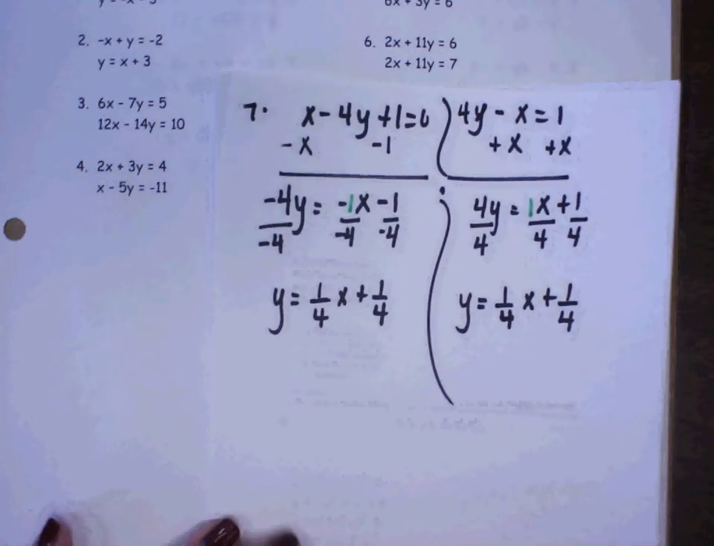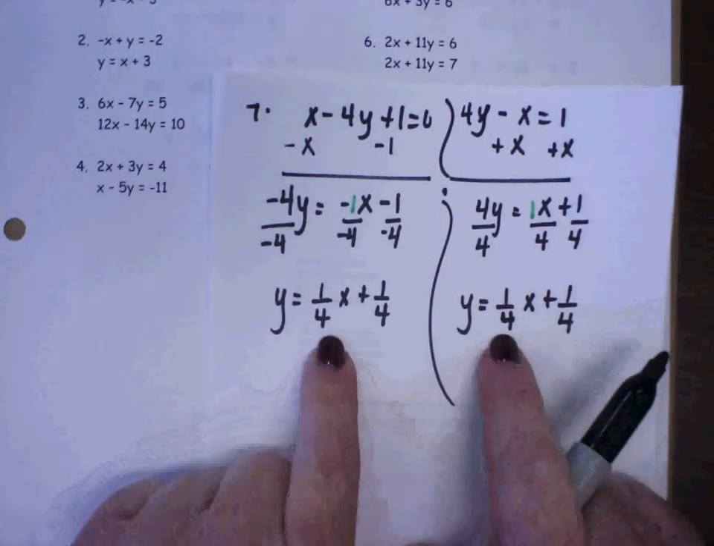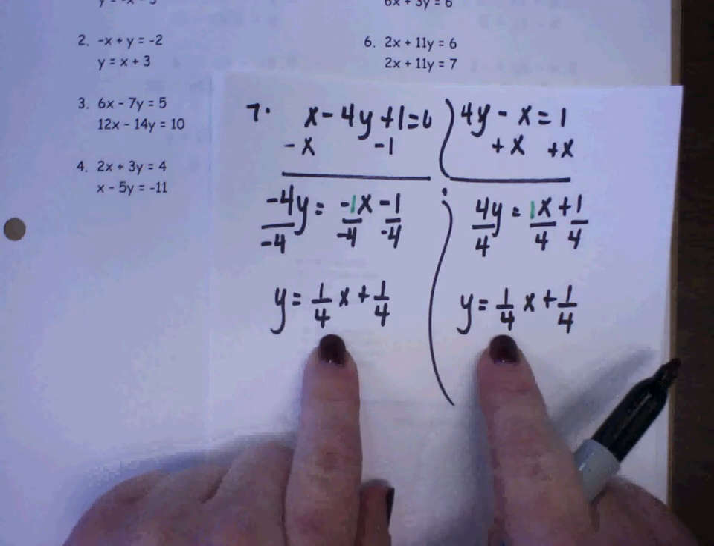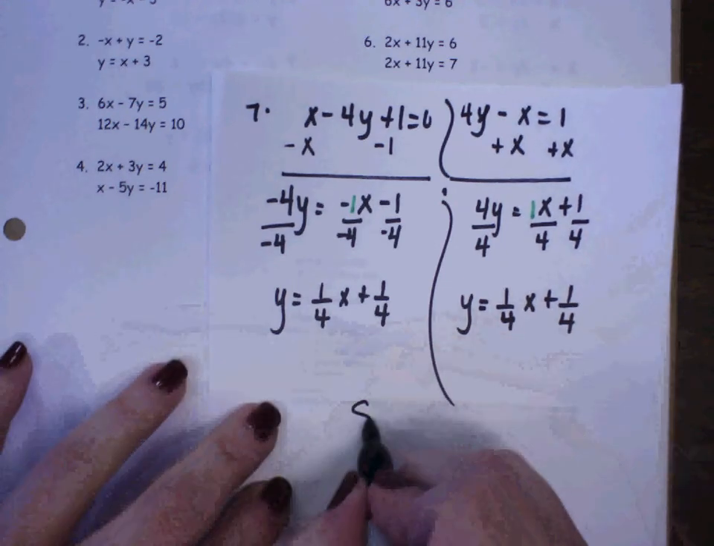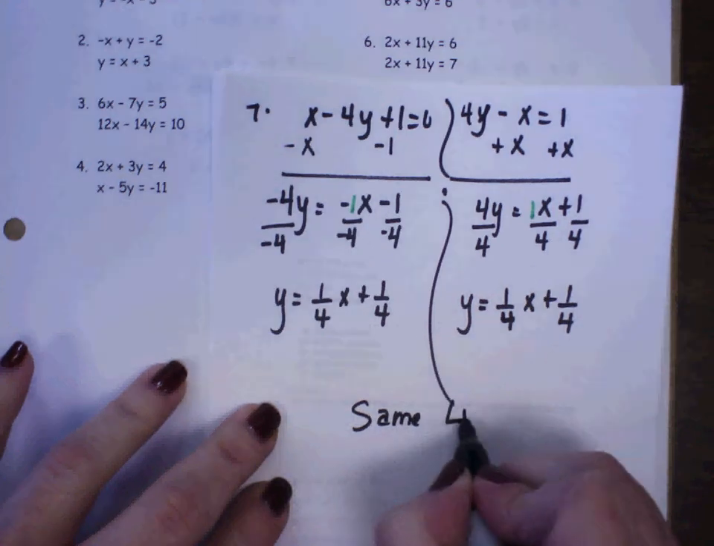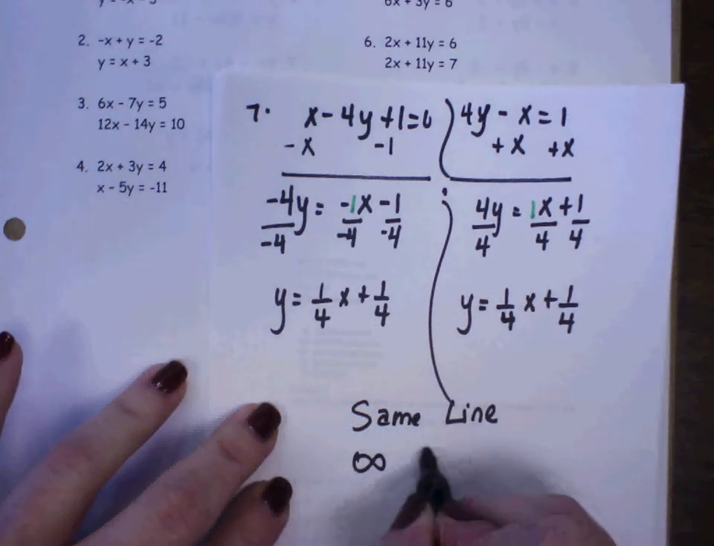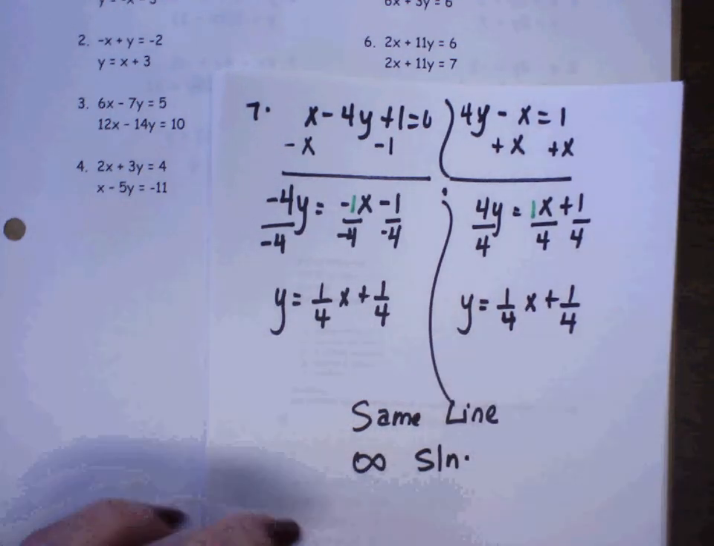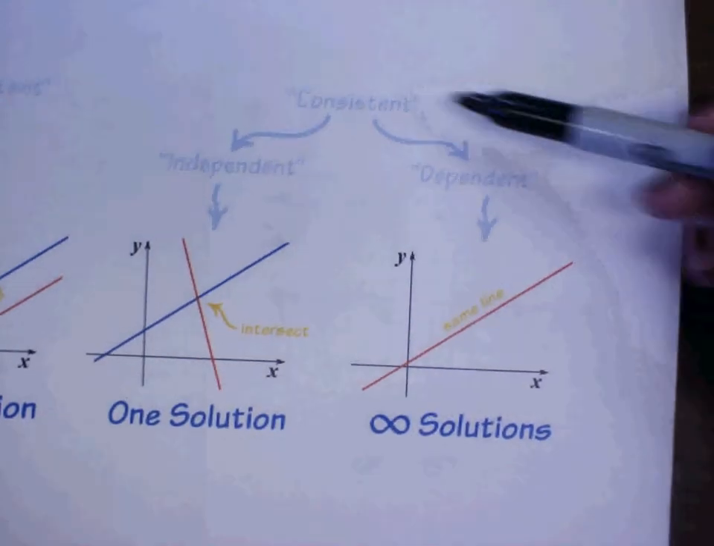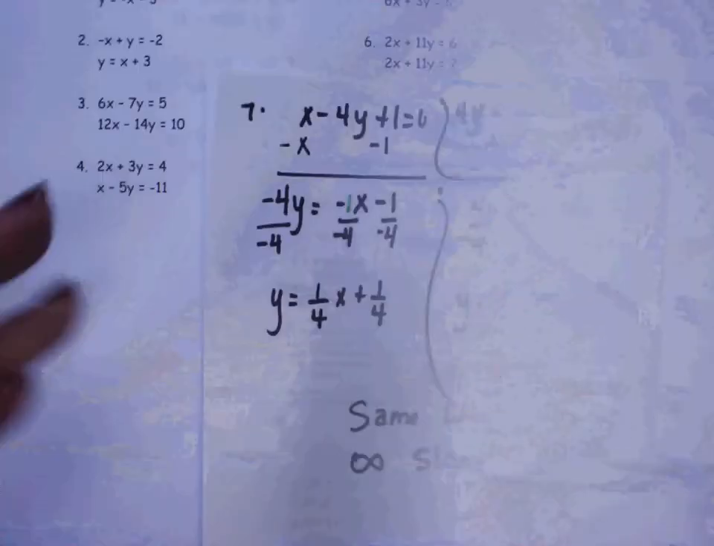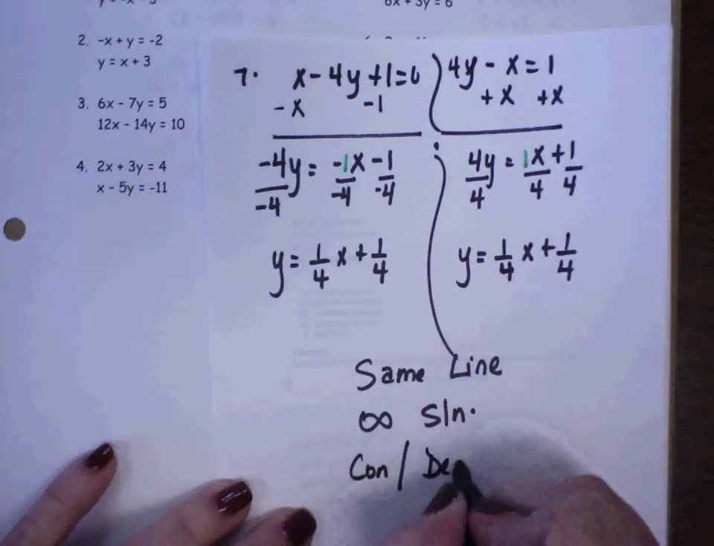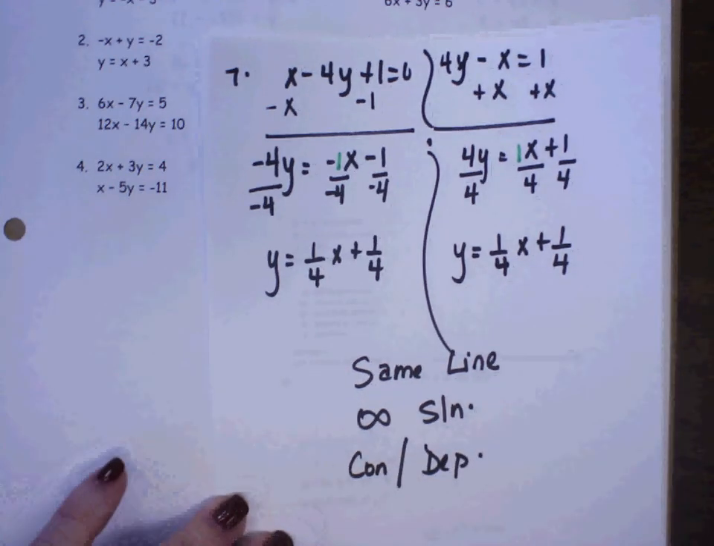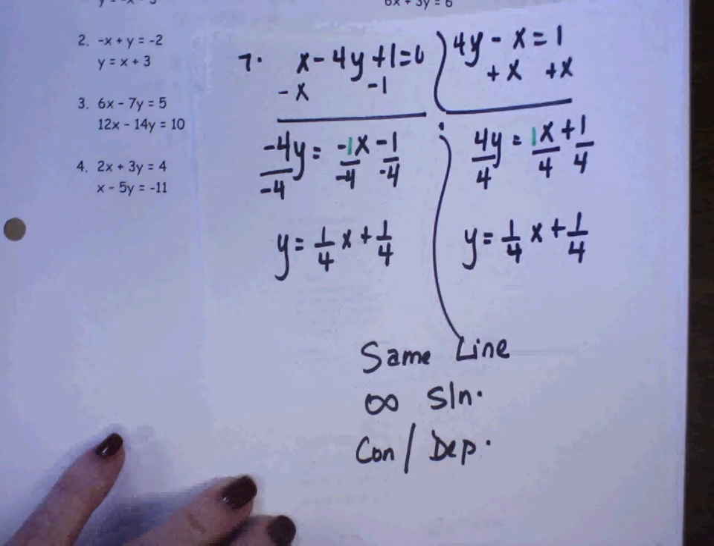All right, obviously this is the same line because they have the same slope and the same y-intercept. So if this is the same line, they have an infinite amount of solutions. Consistent, and they depend on each other. So consistent and dependent. All right, let's go to number 8. That's the last one.